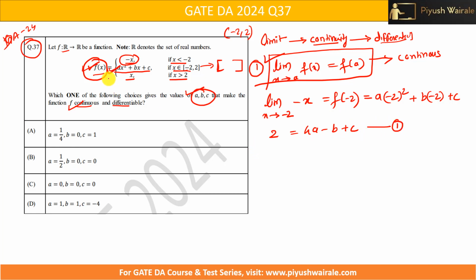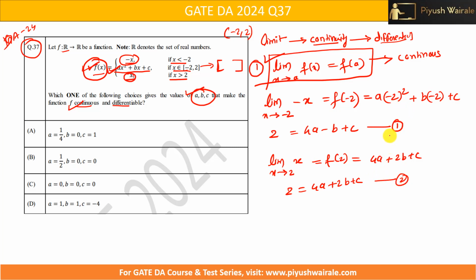Now the same thing I can do for this other function also, x. When limit x tends to 2, f of x will be x only for x greater than 2. But this limit must be equal to f of 2 in order for the function to be continuous. So apply the same thing here. What will be f of 2? I'm writing it here: 4a plus 2b plus c. And what is limit x tends to 2? x is basically 2. So 2 equals 4a plus 2b plus c. So I got another equation.